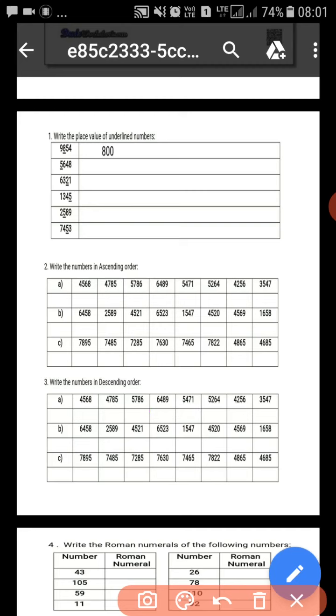Then next, the first digit 4. 4 is the same in these 3 numbers. So we have to see the second digit of these 3 numbers. It is 5, 7 and 2. 7 is the greatest number. So we will write this number. Then this and then this. And the last, smallest digit is 3. So we will write this number last. Okay. In the same way you will do all these examples.